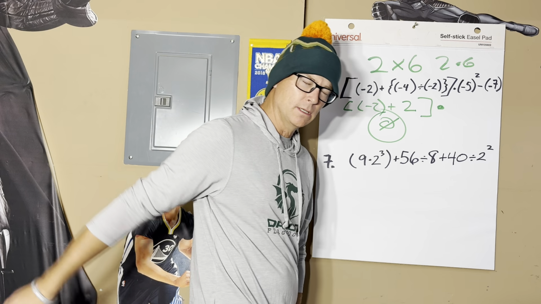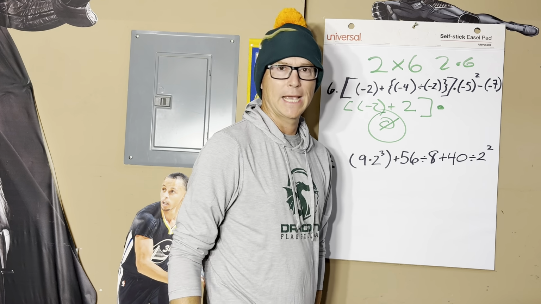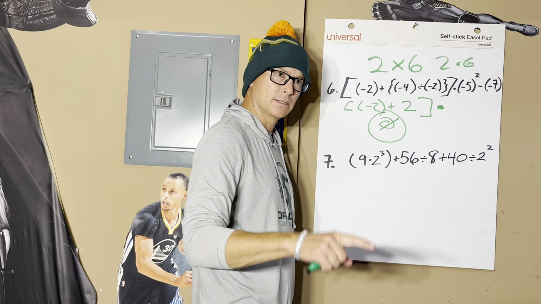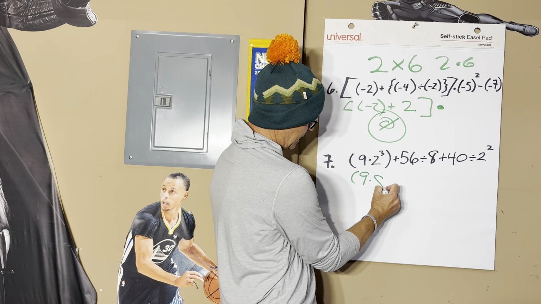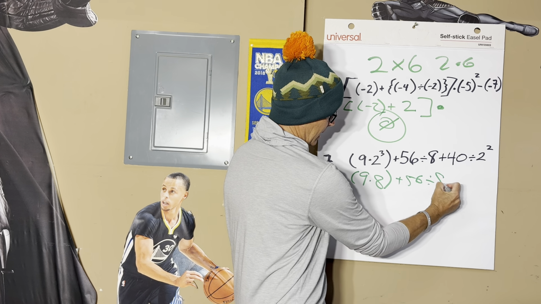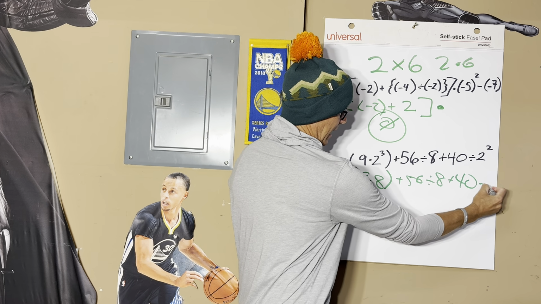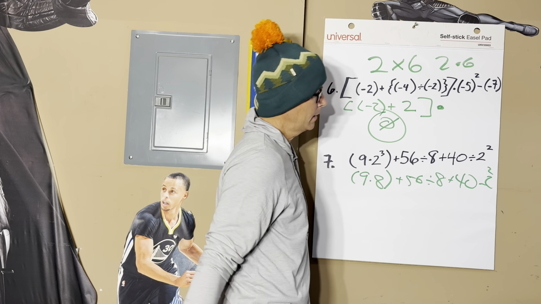2 cubed is 6. 2 times 3 is 6. 2 times 2 times 2 is 8. I'm teasing. You don't multiply these. That means 2 times 2 times 2. Okay. Parentheses, 9 times 8 plus 56 divided by 8. And I know some of you are all that, and you're like, I could do multiple steps at once. So can I. But I'm going to go one at a time.